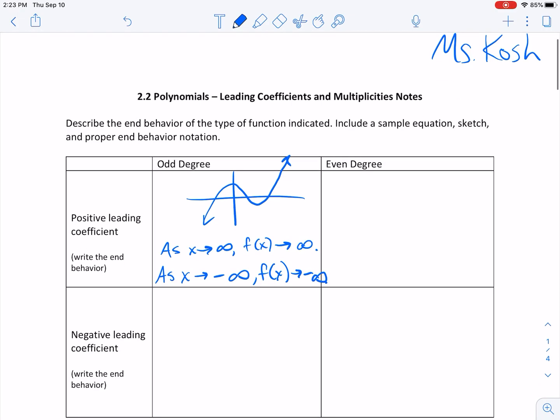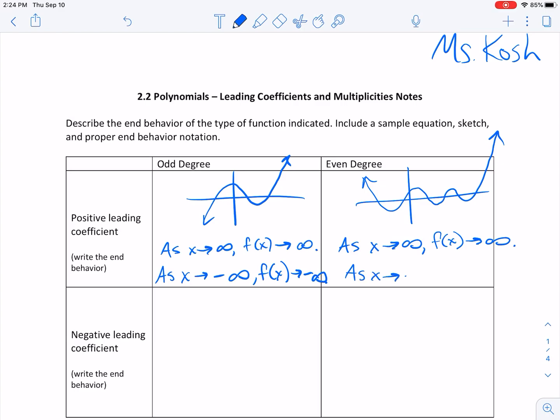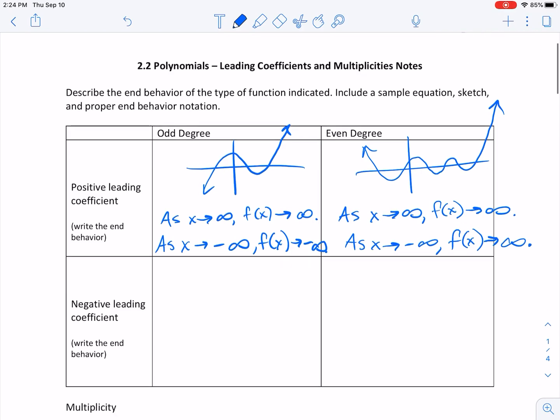If it's an even degree, then it can do all sorts of stuff here. I don't really know what kind of crazy things it might do, but they end up both going up to positive infinity on either end. So with the positive leading coefficient, as x goes to positive infinity, f of x goes to positive infinity. As x goes to negative infinity, f of x still goes to positive infinity.